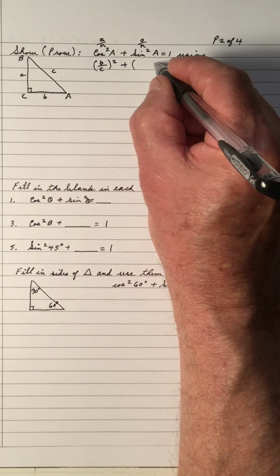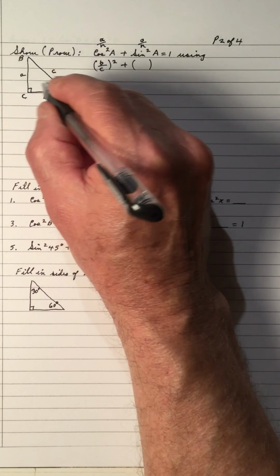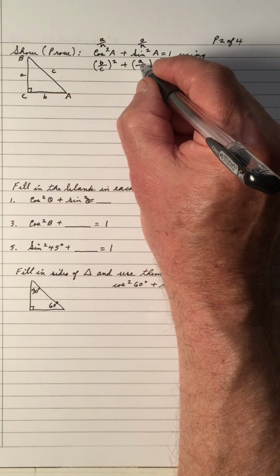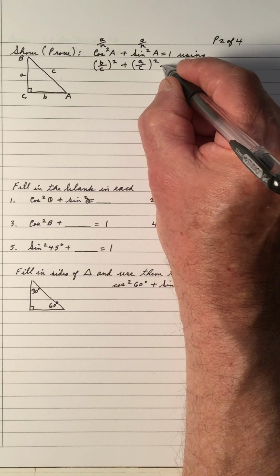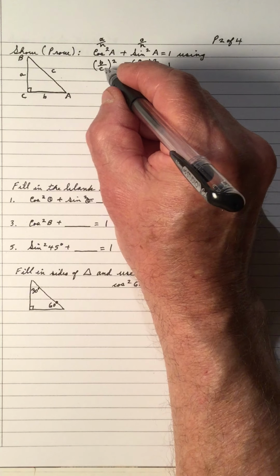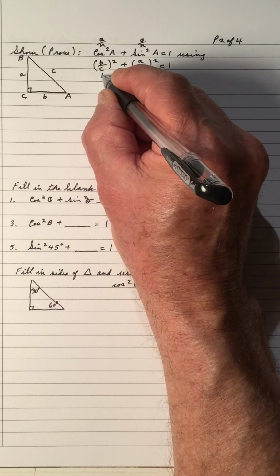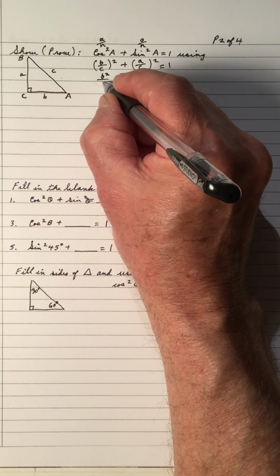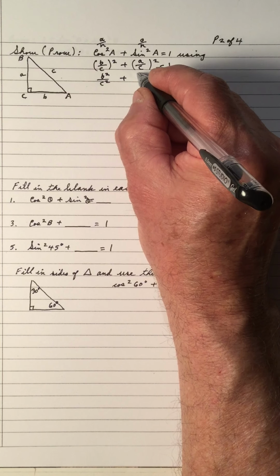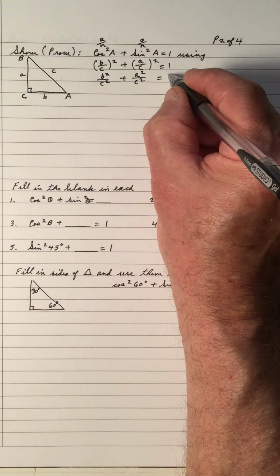We're going to square it. Sine of angle A: sine is opposite over hypotenuse, so the opposite is a over the hypotenuse, which is c, and the sum equals 1. We keep going. So we have b over c squared, so b times b is b squared, c times c is c squared. A over c all squared: a times a is a squared, c times c is c squared, equals 1.